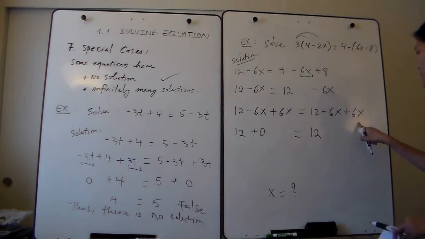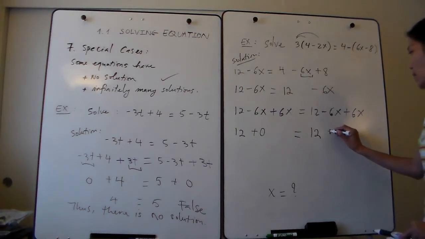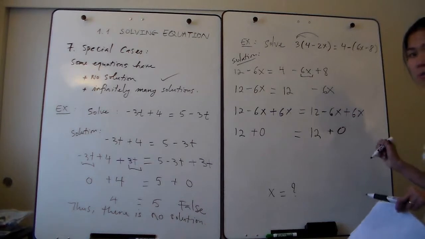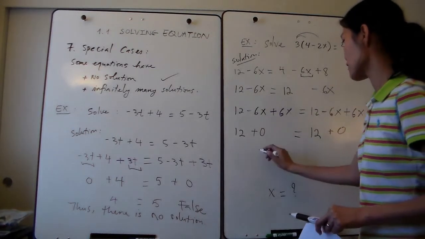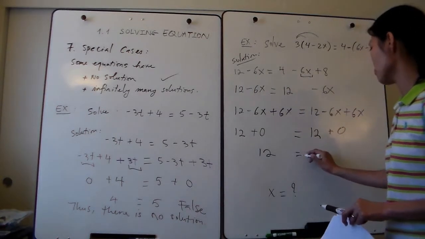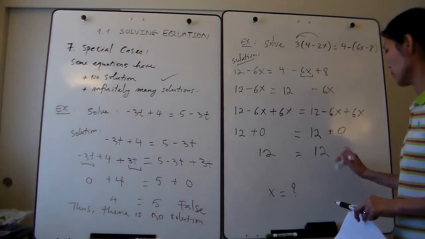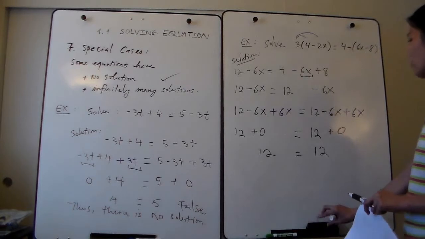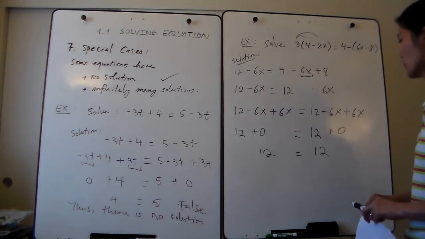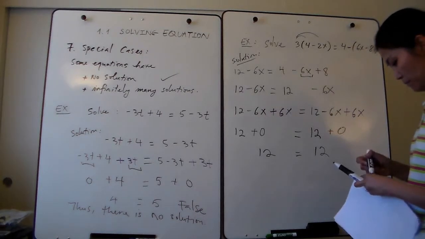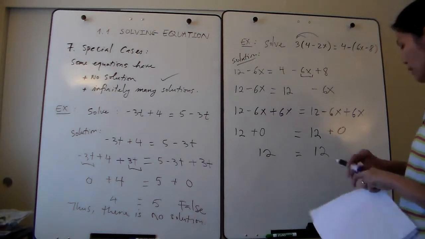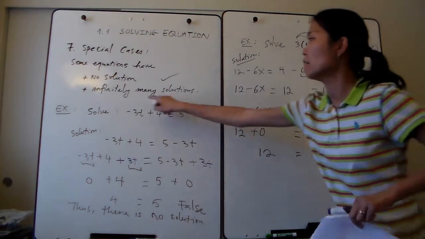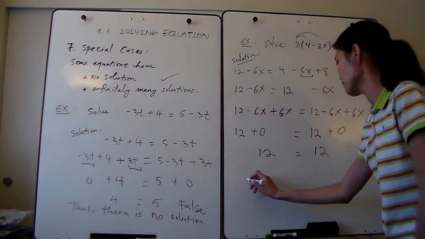Negative 6x plus 6x is 0. Again, you can put plus 0 or negative 0. It's fine to me. 12 plus 0 is 12, equal to 12 plus 0 is 12. Guess what? You get 12 equal 12. That means there are infinitely many solutions.